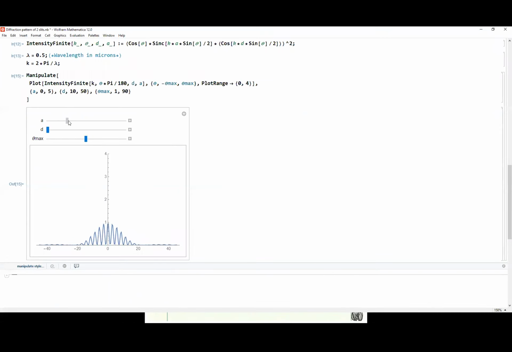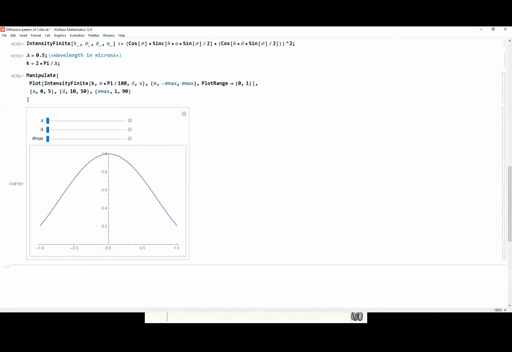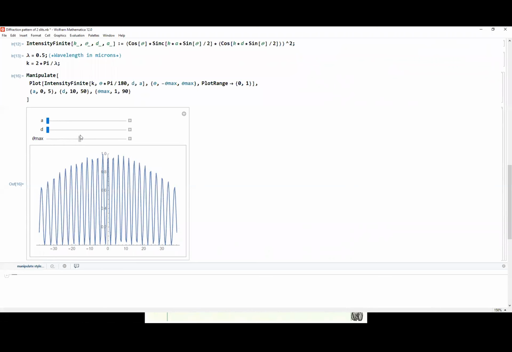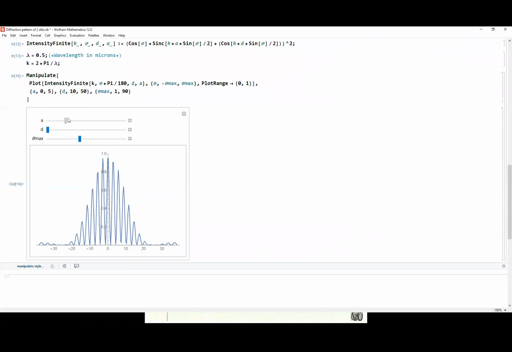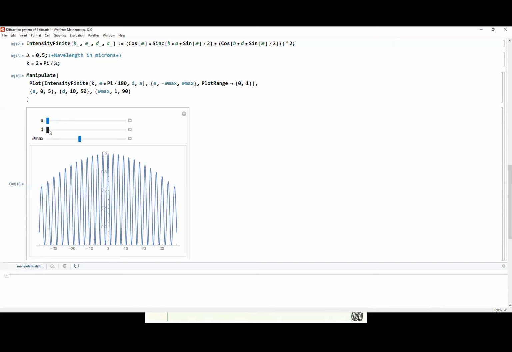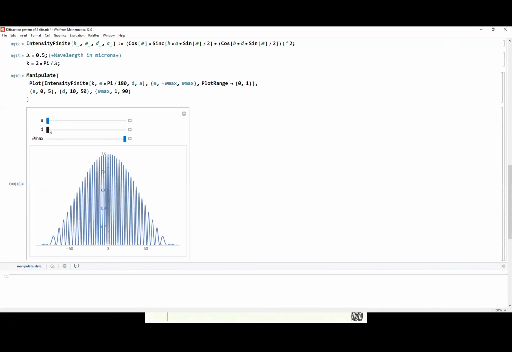If I play around with a, I should make this plot range 0 to 1. Why is that not happening? All right. If I make a really large, you see how the central peak gets really small, gets really narrow? And if I make a really small, the central peak gets wide. Right? That's playing around with the sinc function. Let's make a 0. Now let's play around with the spacing between the slits.